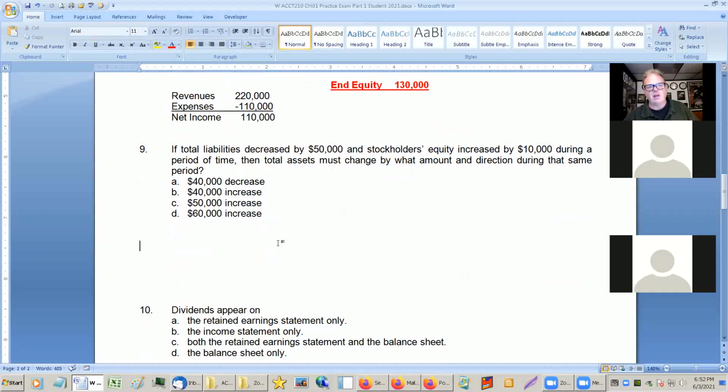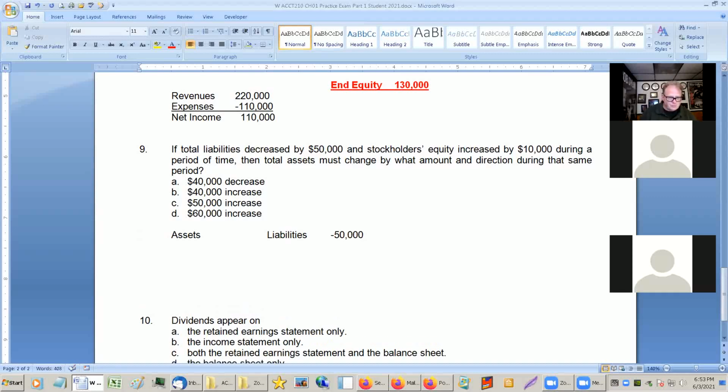Okay, if total liabilities decreased by 50,000 and stockholders' equity increased by 10,000 during the same period, then total assets must have changed by... Okay, so those are like this: liabilities decreased by 50,000. Equity increased by 10,000.